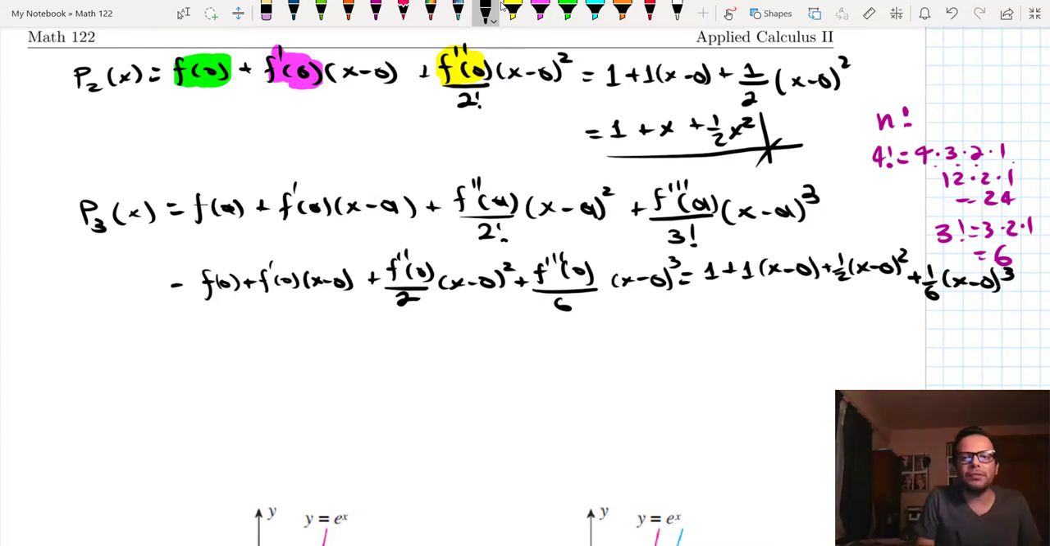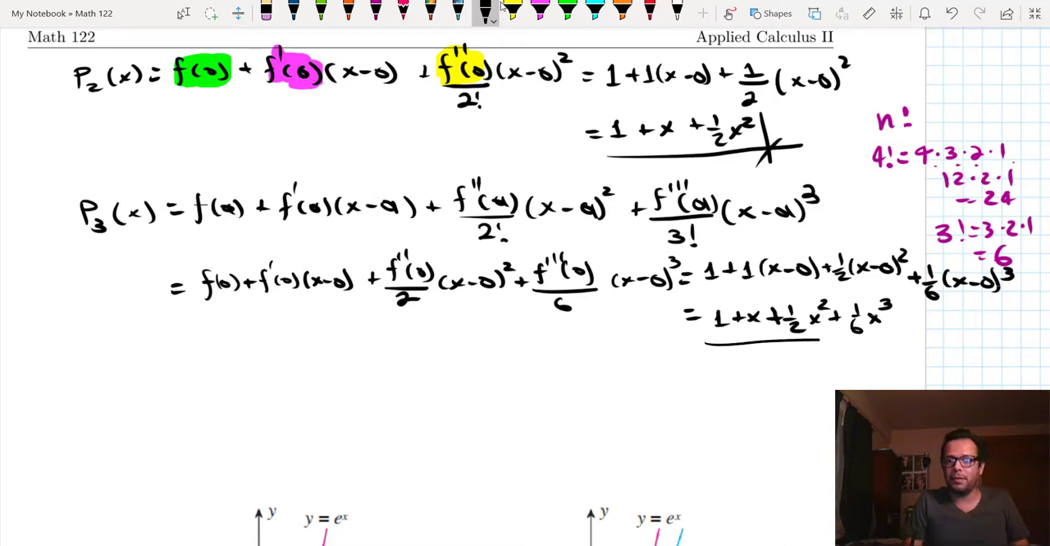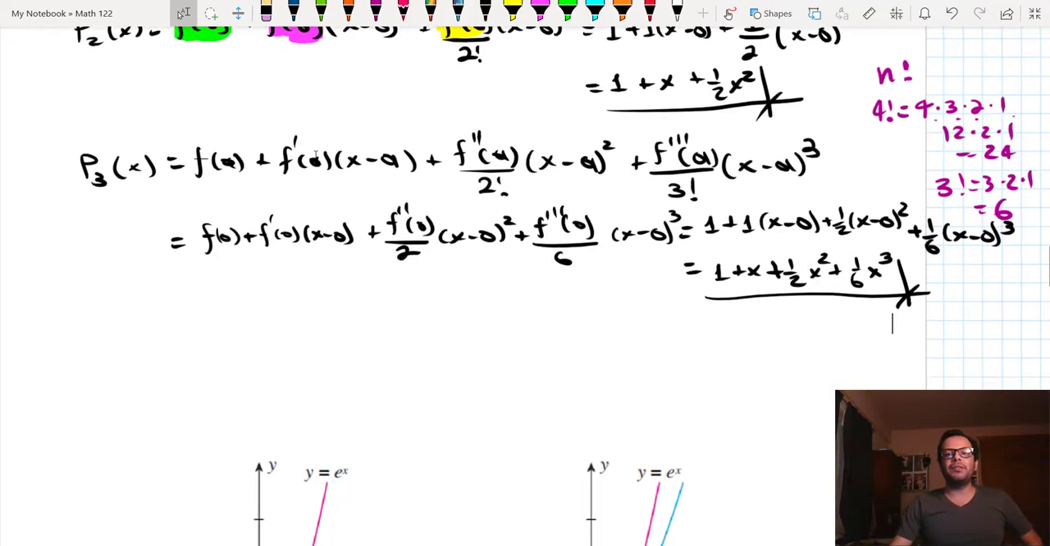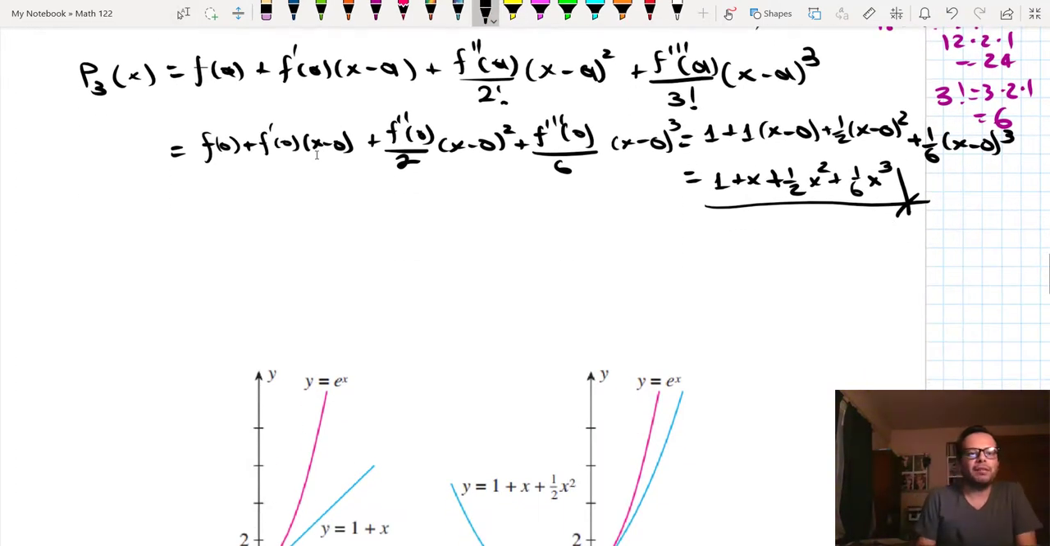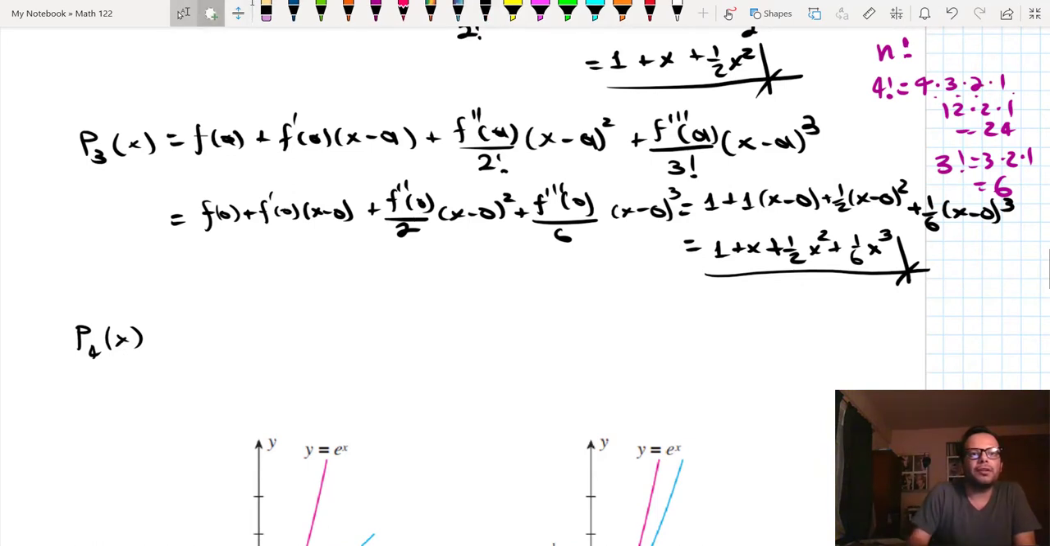Okay, let me clean up the zeros. I'm just going to write 1 plus x plus 1/2 x squared plus 1/6 x cubed. Okay, and that is the third degree Taylor polynomial for the function e to the x around x equals 0. Last but not least, let me do the same as before, and to save some time, I think I'm just going to copy this.